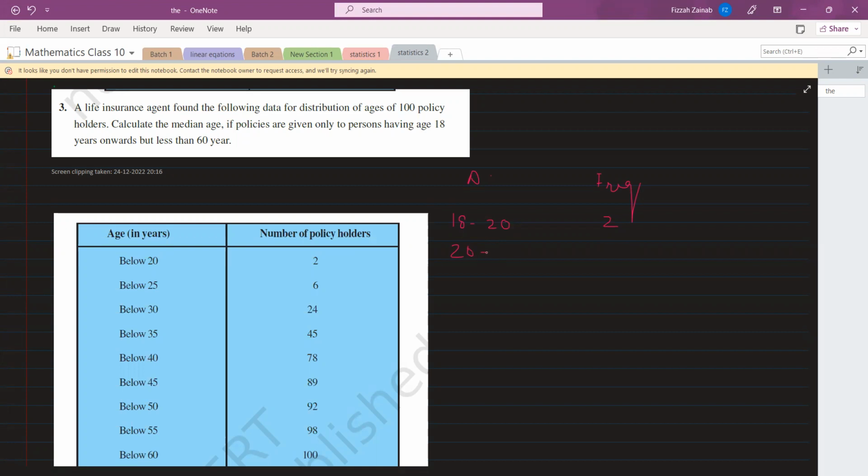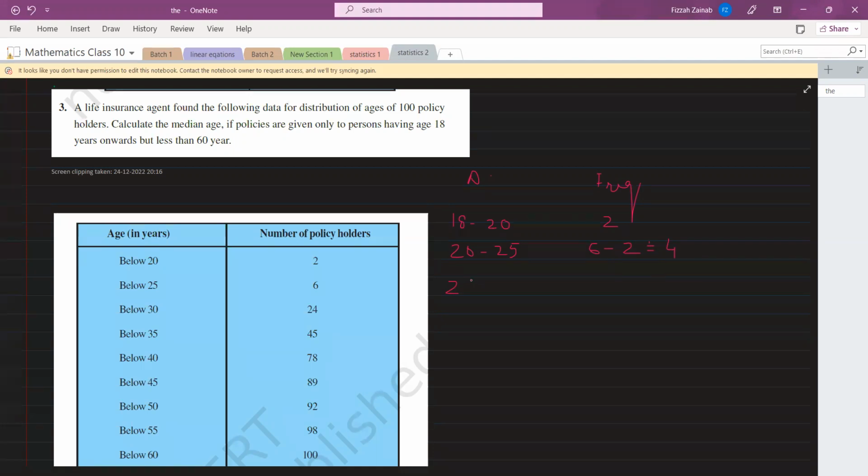Please see carefully, because it is given below 25. Below 25 there are 6 people. Some can be in the age group of 18 to 20 also, which we have already separated. So the remaining people are 6 minus 2. Two have already gone there. So we take the class interval and the corresponding frequency is 4 now, not 6.